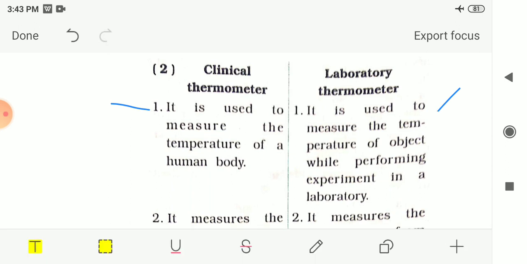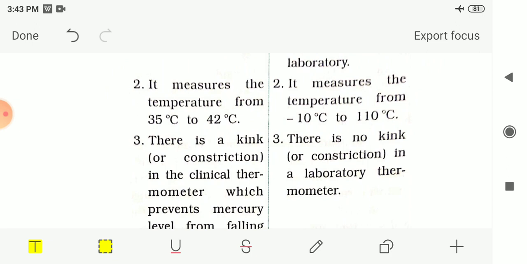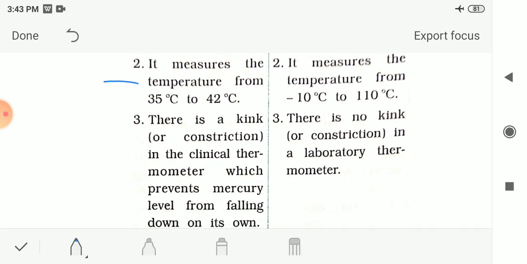The next difference between these two is that the clinical thermometer measures the temperature from 35 degrees Celsius to 42 degrees Celsius, and the laboratory thermometer measures the temperature from minus 10 degrees Celsius to 110 degrees Celsius. So the next difference is its ranges. The clinical thermometer is used to measure the temperature from 35 degrees Celsius to 42 degrees Celsius, and the laboratory thermometer has a wide range of temperature measurement, that is, minus 10 degrees Celsius to 110 degrees Celsius.